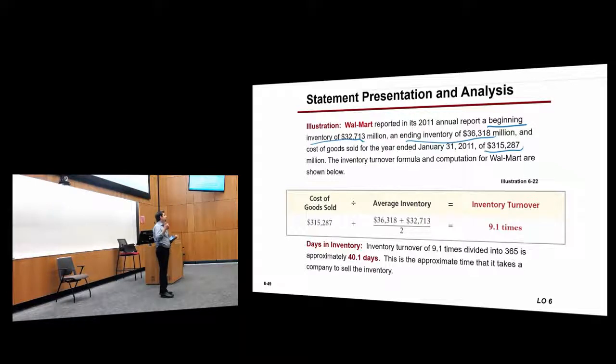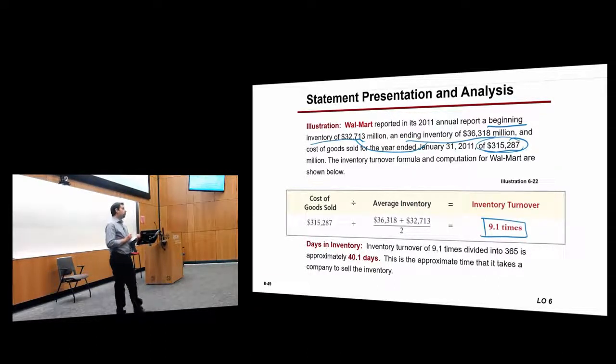How do you calculate the turnover? Inventory turnover is equal to the cost of goods sold divided by the average. So the cost of goods sold, you have it, and you divide that by the average. It gives you 9.1 times. What does it mean? It means that over the year 2011, Walmart sold their total inventory 9.1 times.